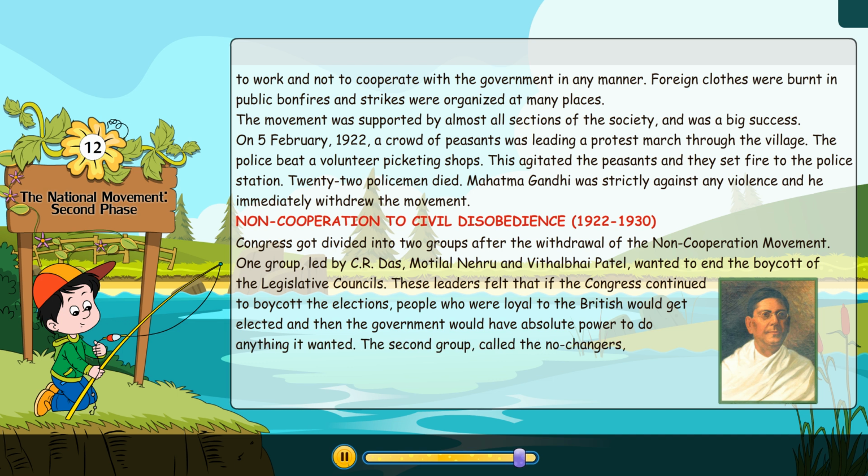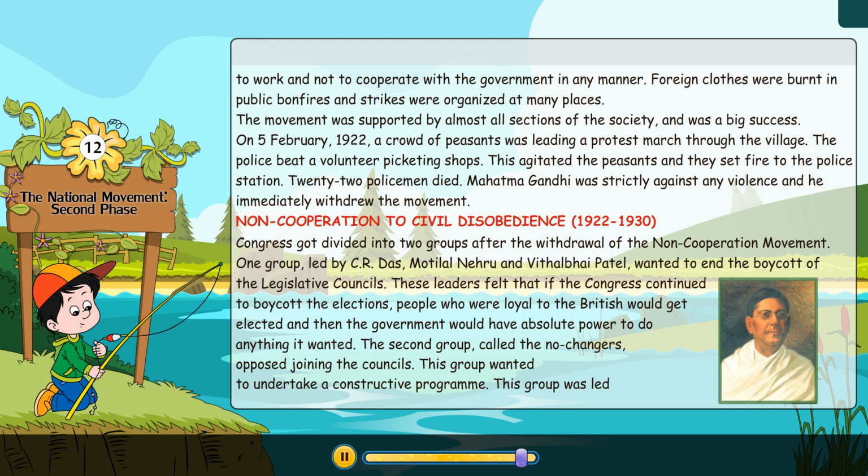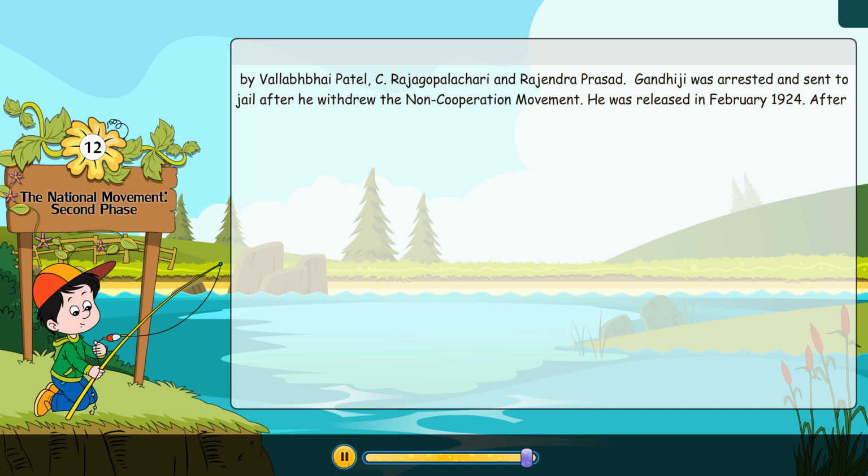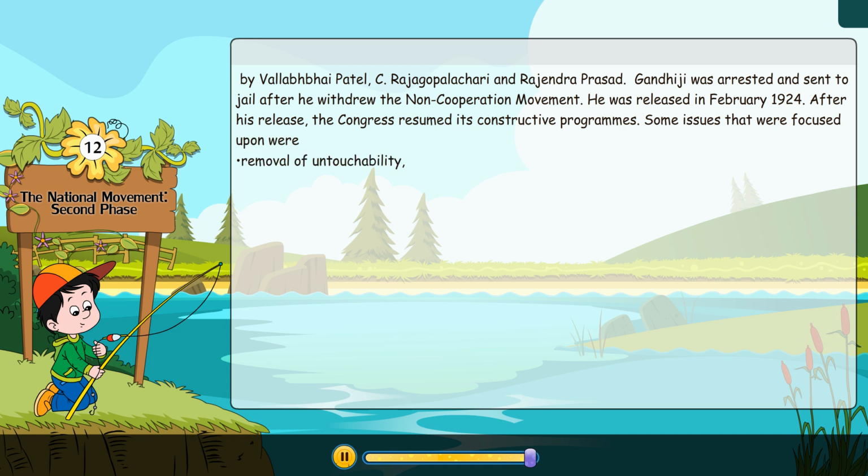The second group, called the No Changers, opposed joining the councils. This group wanted to undertake a constructive program. This group was led by Vallabhbhai Patel, C. Rajagopalachari and Rajendra Prasad. Gandhiji was arrested and sent to jail after he withdrew the non-cooperation movement. He was released in February 1924. After his release, the Congress resumed its constructive programs. Some issues that were focused upon were removal of untouchability, promotion of Hindu-Muslim unity, and spread of Khadi.